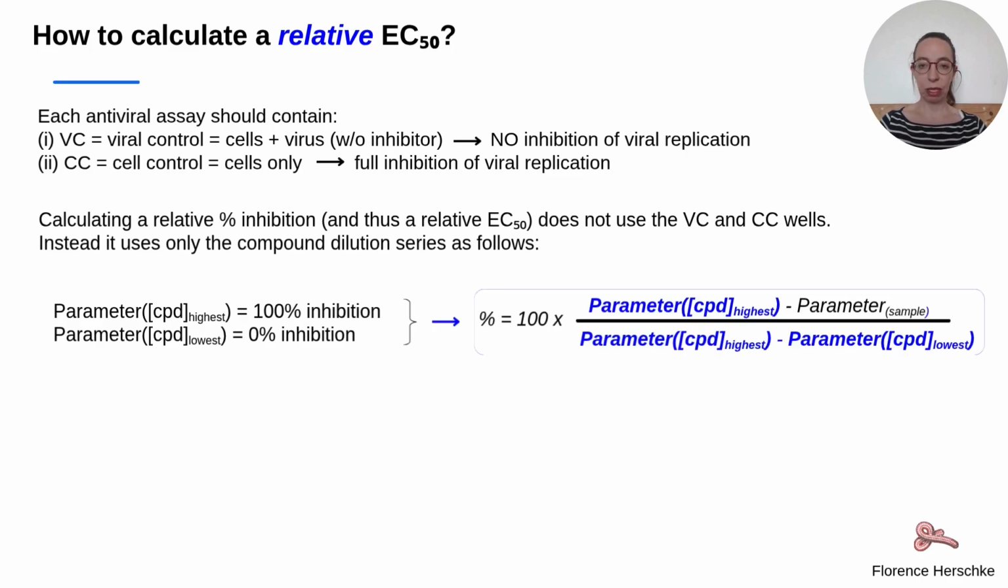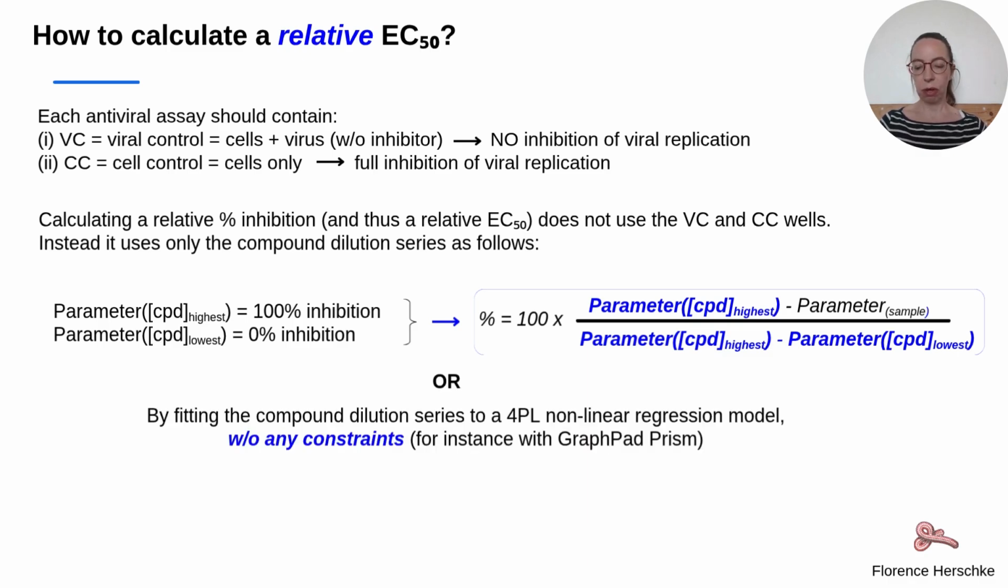So the percentage relative inhibition is 100 times the ratio parameter at the highest compound concentration minus parameter in your sample, divided by parameter at the highest compound concentration minus parameter at the lowest compound concentration. You can also, and it is very often done like this, fit the compound dilution series to a 4PL nonlinear regression model without any constraints. This can, for instance, be very easily done in GraphPad Prism.